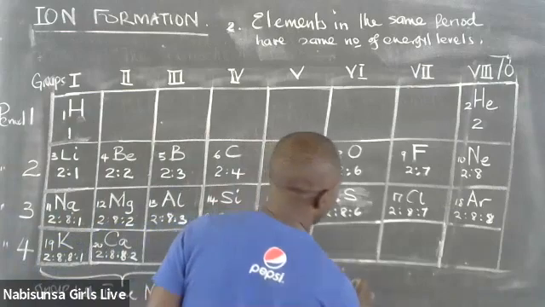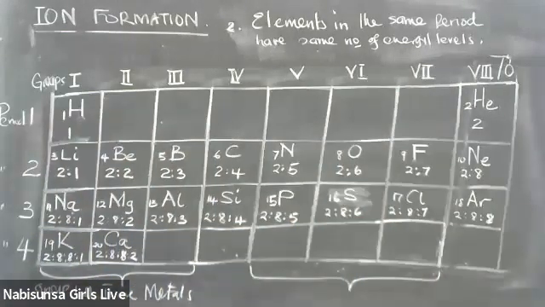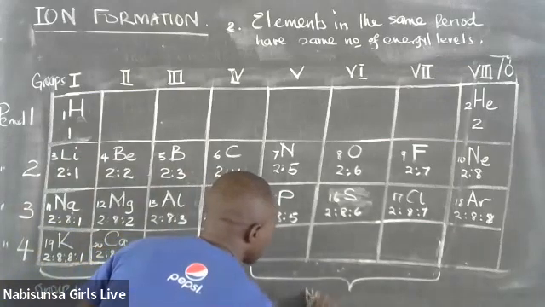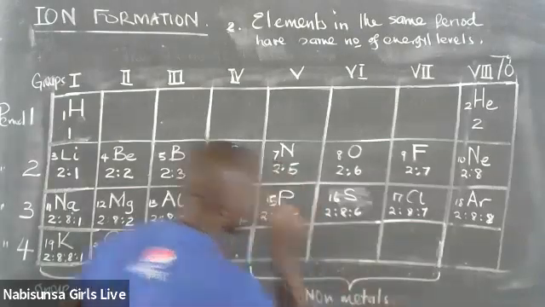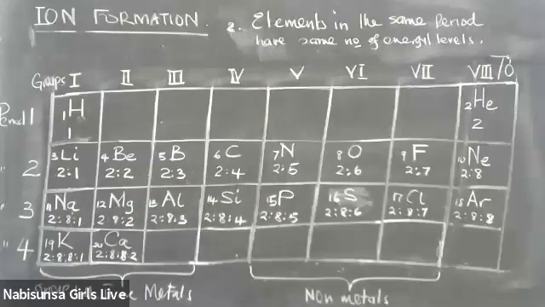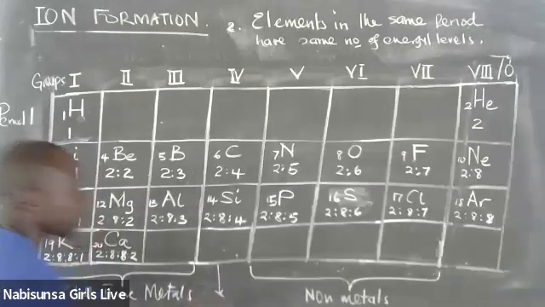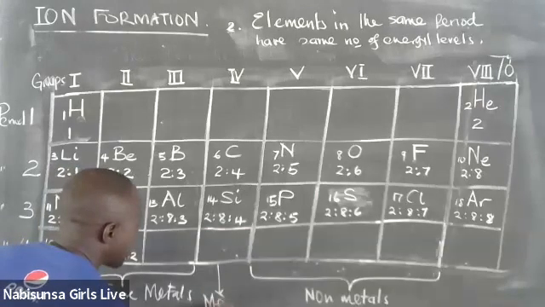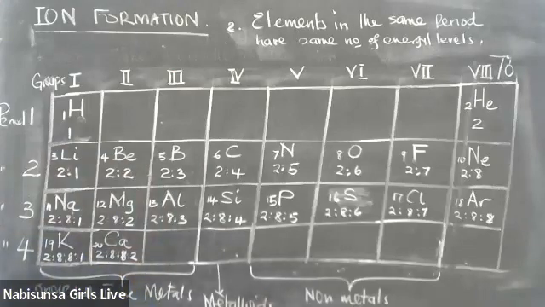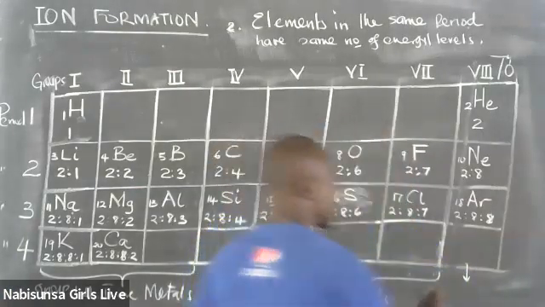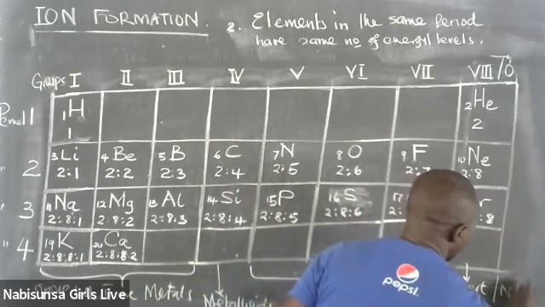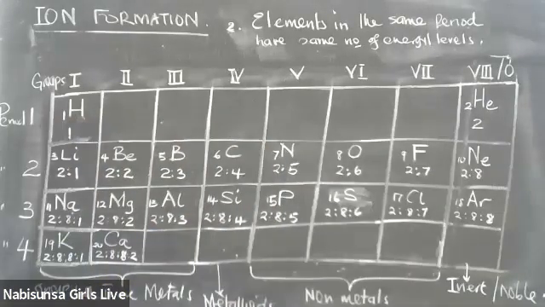Now, from group 5 up to 7, groups 5 to 7 are called non-metals. Now, group 4 is given a special name called metalloids or semi-metals. Semi-metals means between the metals and non-metals. They are in between. If they were human beings, they would be hermaphrodites. Group 8 is given a special name: inert gases, noble gases. Inert or noble gases.